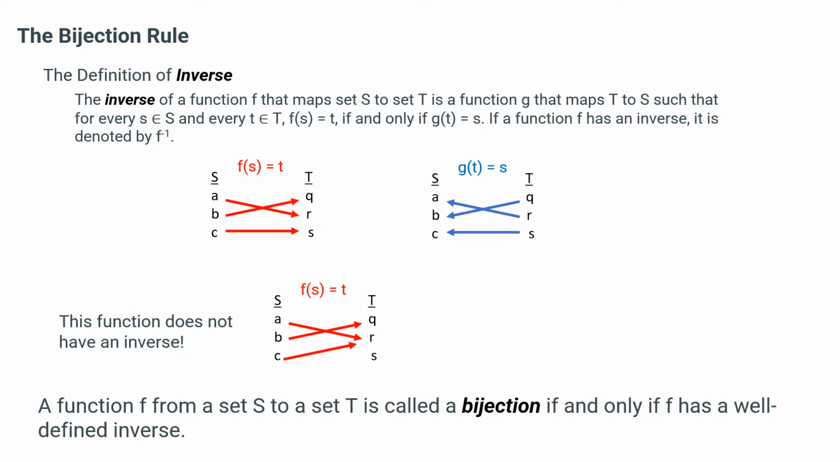Now here's the word bijection. A function f from a set S to a set T is called a bijection if and only if f has a well-defined inverse. Okay, so it's basically just a function mapping from one set to another. But if that function has a well-defined inverse, we can call that a special name, which is a bijection.